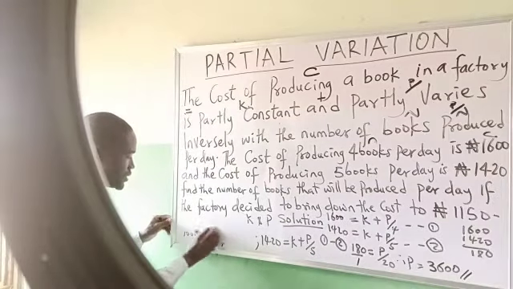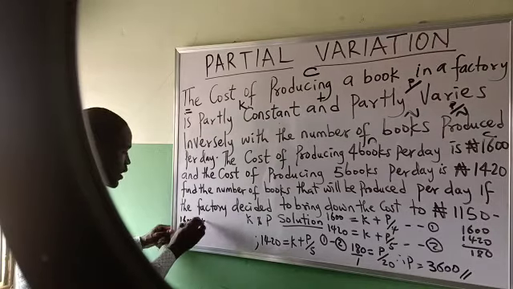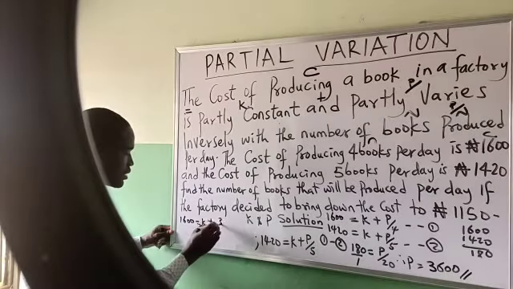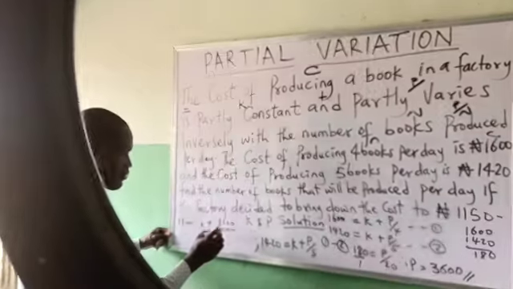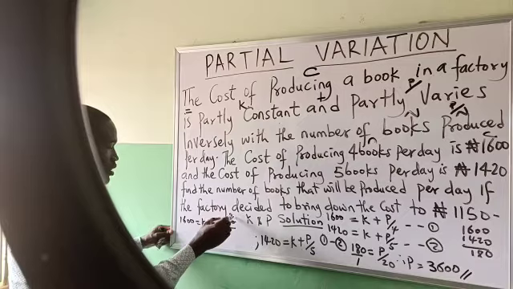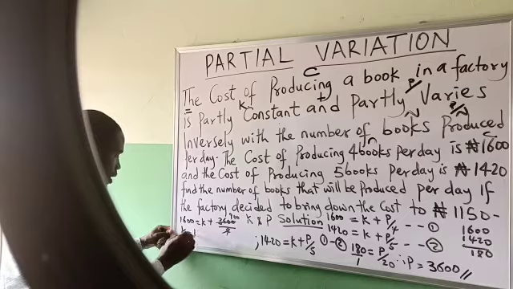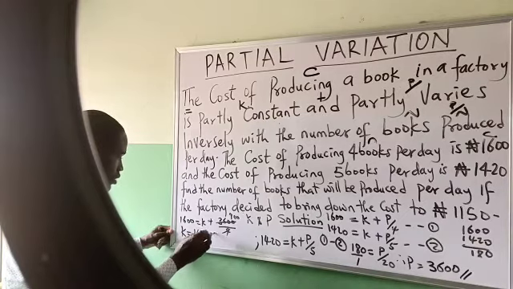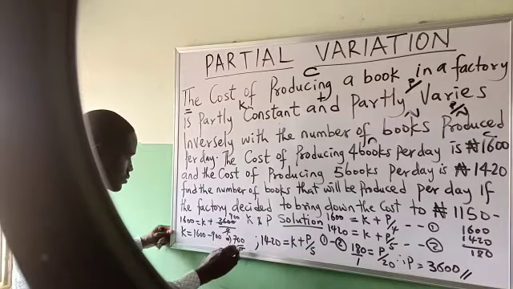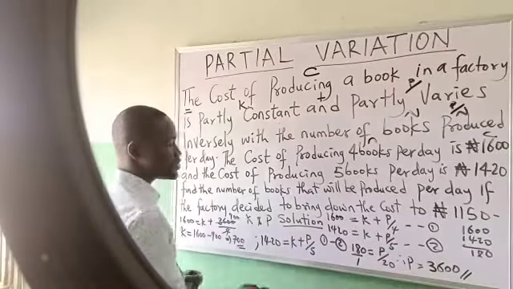Okay, let's do it here. We now have in equation 1, 1600 equal to K plus 1000 plus 3600 over 4. 3600 over 4 will give me what? 900. Therefore, K will be equal to 1600 minus what? 900. That will give me 700. That means your K is 700 and your P is 3600.